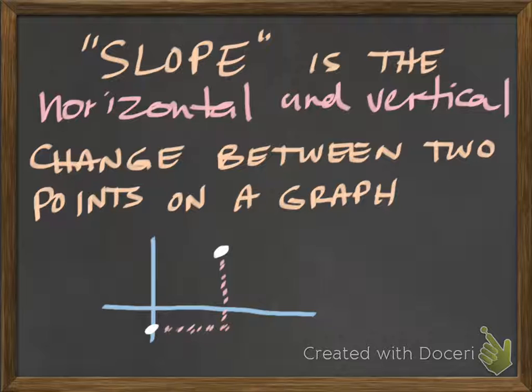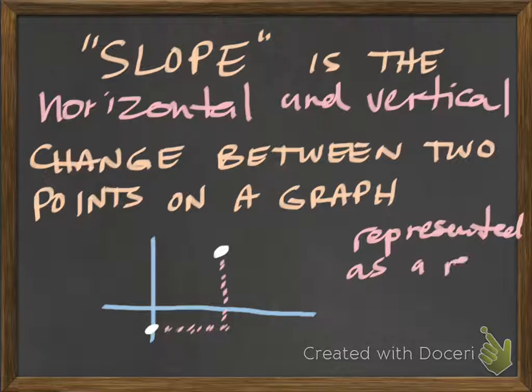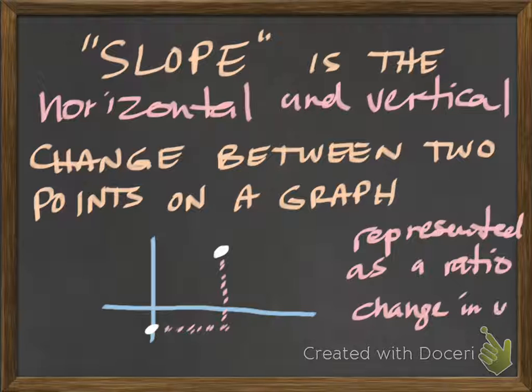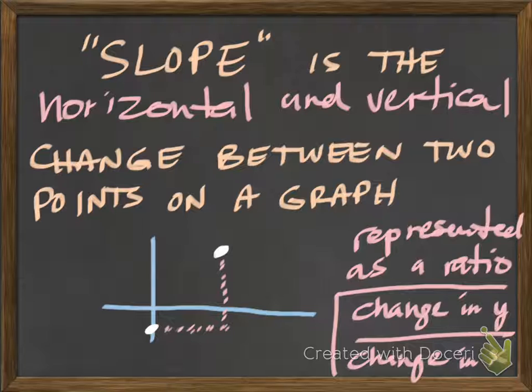It's usually represented as a fraction or a ratio, with change in the y on top and change in the x, or the horizontal, on the bottom. That's how we show it, as a fraction. So if that was a 3 and that was a 4, our fraction would be 4 over 3 for the slope, or the rate of change.